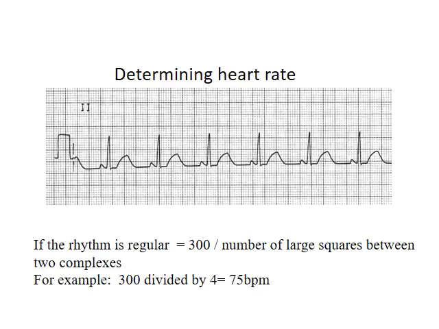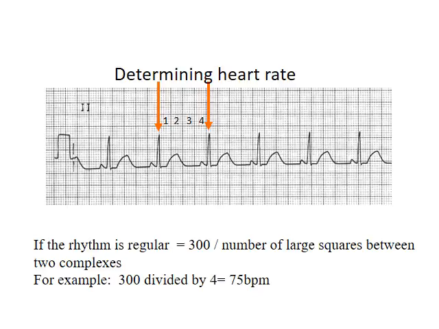In this method, we are going to use the large squares to calculate rate. This will work on a regular rhythm. Identify the R wave of a complex and then find the next R wave. Count the number of squares between the two R waves. In this case, we have 4 large squares.